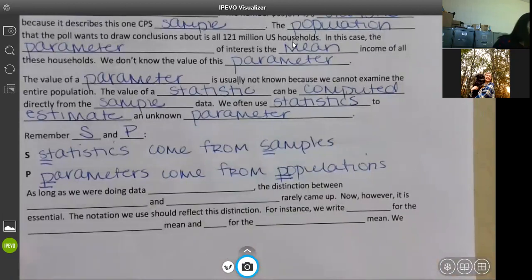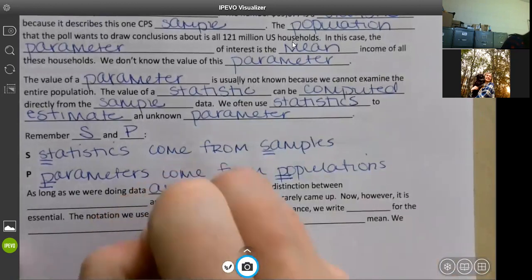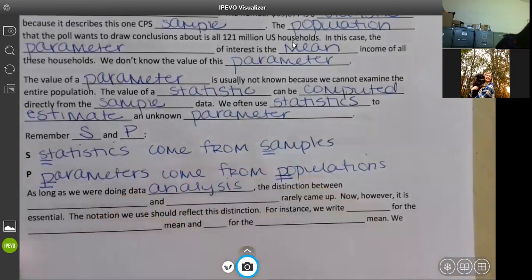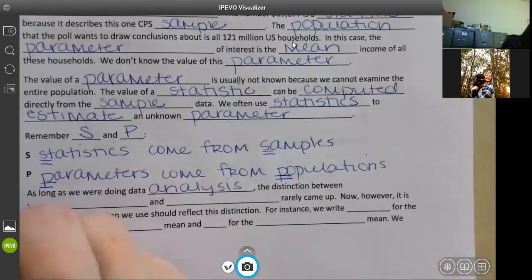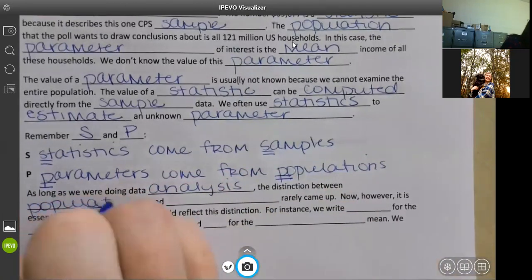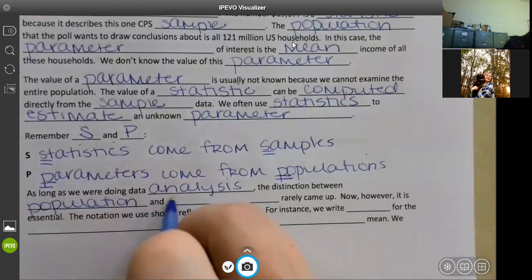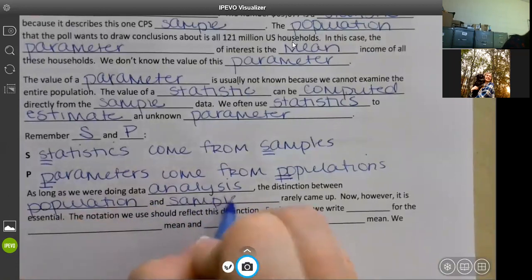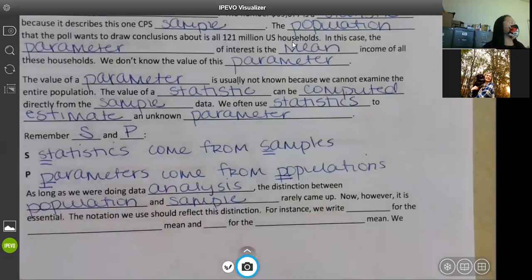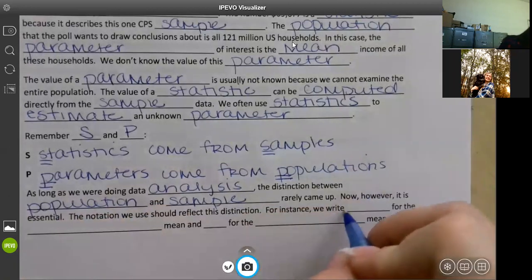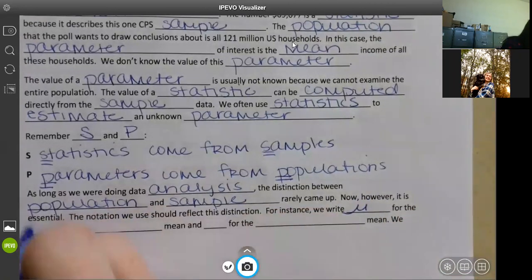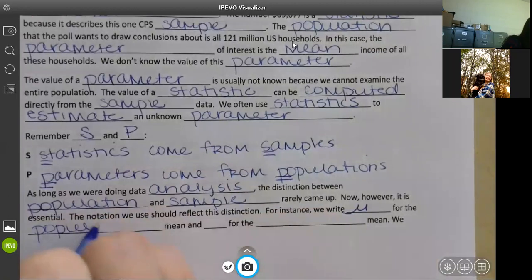As long as we were doing data analysis, the distinction between population and sample rarely came up. So we haven't really specified if it's from the population or if it's a sample from the population. Now, however, it is essential. So the notation we use should reflect this distinction. For instance, we write mu for the population mean.